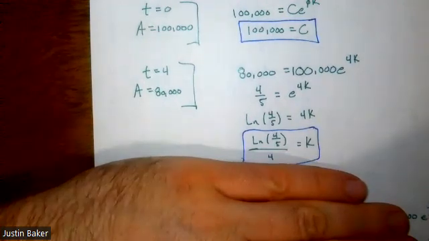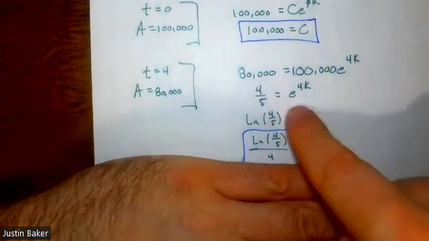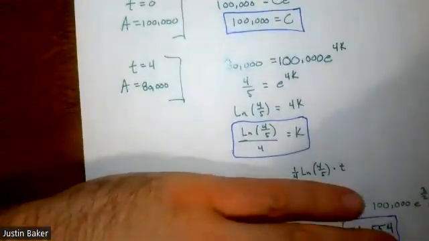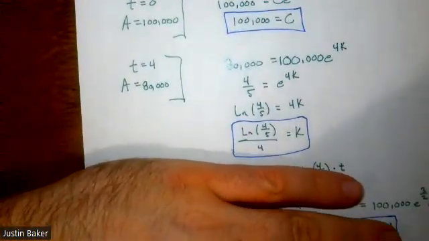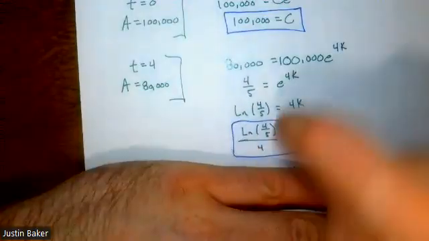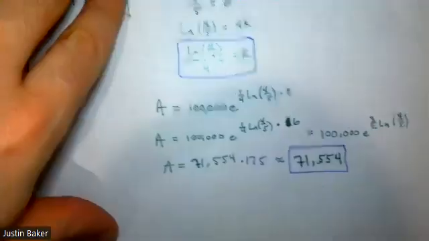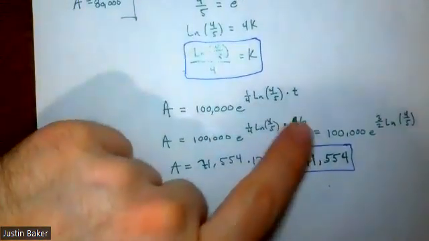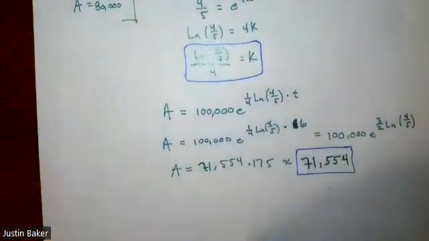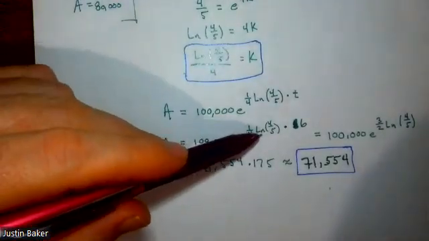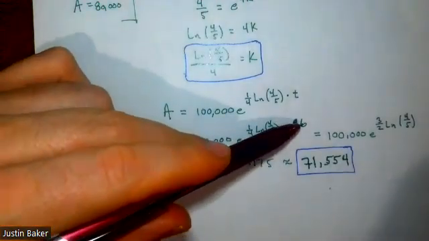And then do your natural log of both sides. So natural log of 4/5, when you natural log e to the stuff, you get the stuff, and divide both sides by 4. So that's going to be natural log of 4/5 over 4, or you could call it 1/4 natural log 4/5. And then finally, we are plugging in a 6 for t. So when you do that, you've got 100,000 e^((1/4 ln(4/5))·6).